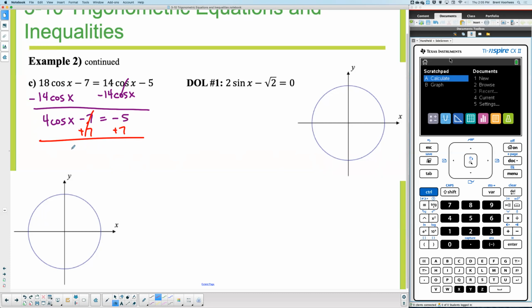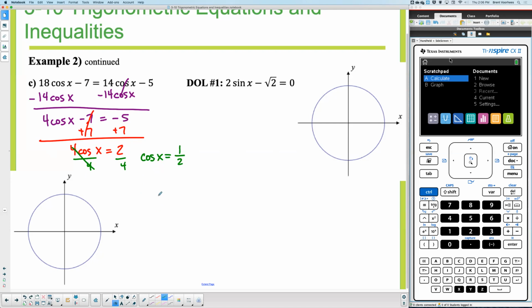So I should have 4 cosines equals -5 plus 7 is 2. So now we will divide by 4. We're almost to our solution. This is the part where I would typically go to the unit circle. So I'll just write it right here. So we have cosine x equals 2/4 can reduce to become 1/2.